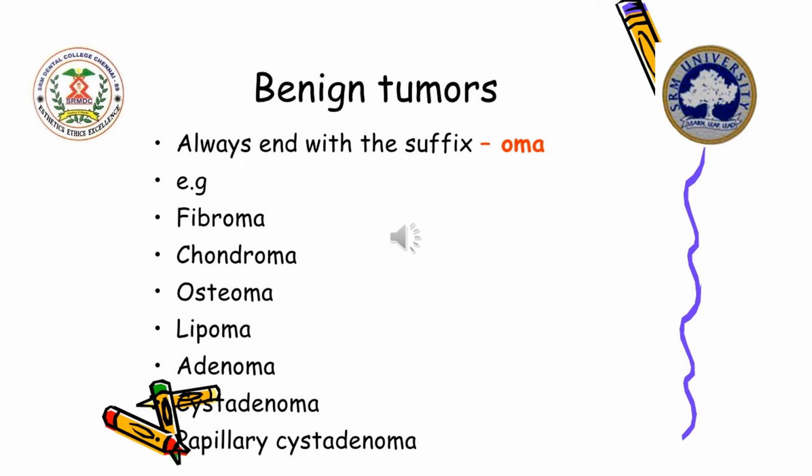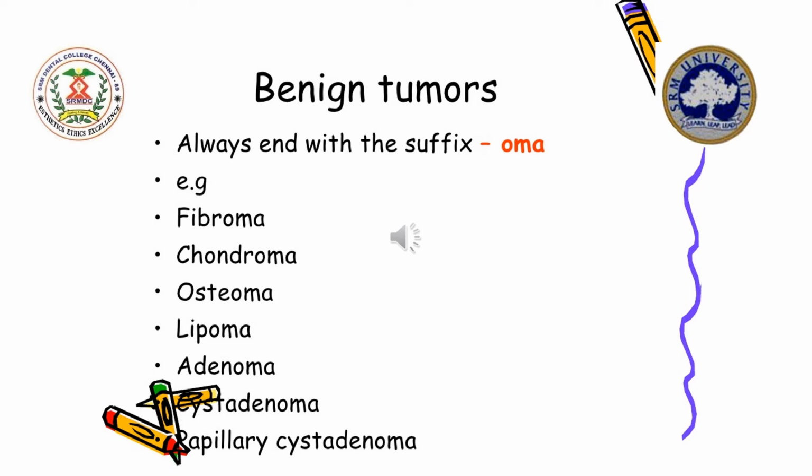This is a list of benign tumors. They end with the suffix -oma. Example: fibroma, which usually develops from tendons and fascia of deep soft tissue. Chondroma is a rare tumor made up of cartilage, and it forms on or in bones or soft tissue. It can be seen either in bone or in soft tissue.